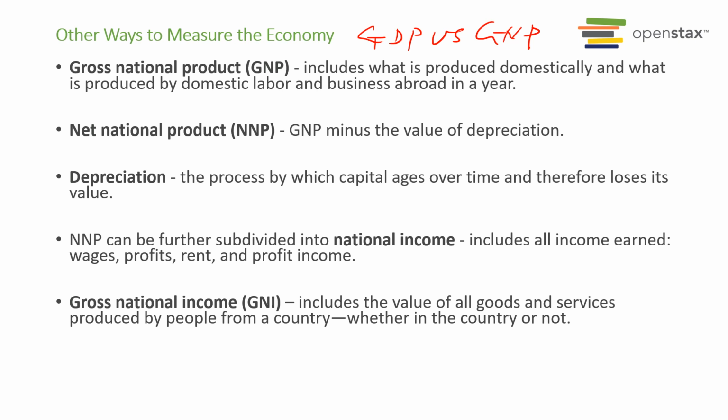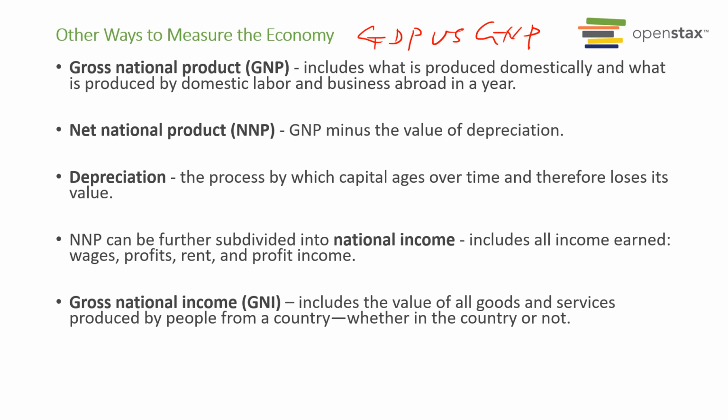And depreciation is anytime you use your equipment, your tools, and they do decrease in value, that decrease in value is called depreciation. Right? So imagine if you buy a new car, and then after a year, you put 10,000 miles on the car, and that car is worth less value now. So that lower value is our depreciation. So net national product is your GNP minus your depreciation.